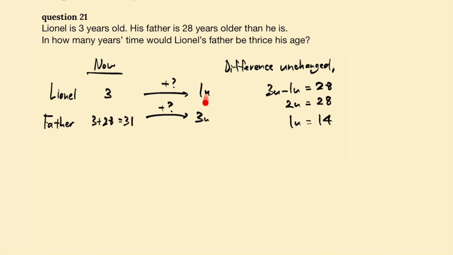Well, that means the 2 unit difference here will be equal to that 28. So 1u is therefore 14. And in how many years' time? So 1u is 14 here. This is currently 3. Well, that will be 11 years in the future then. 14 minus 3, it's 11.